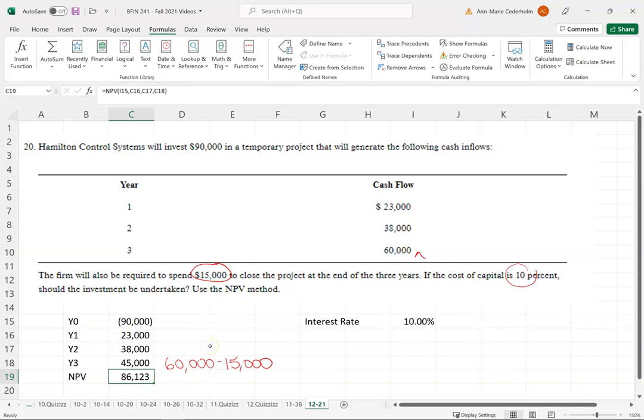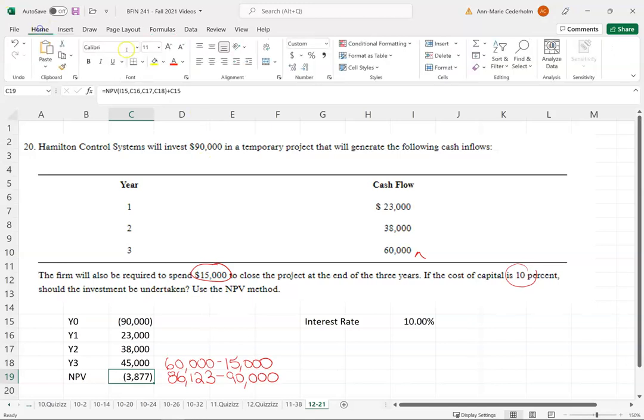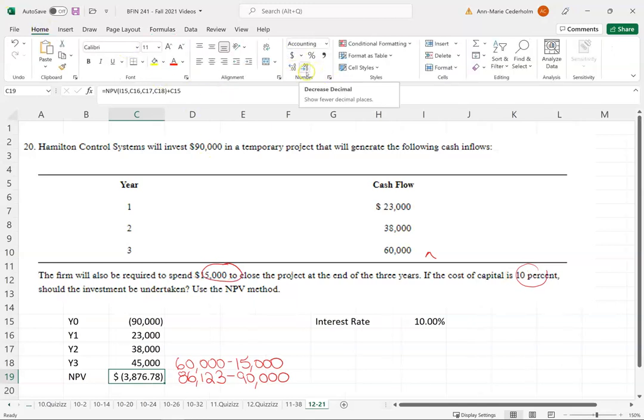But now what we have to do is take away our initial investment from that. So this is the discounted cash flows. And then when we minus our initial investment, that will give us our net present value. So I'll just link it right to here, the 90,000. So it ends up being negative. So essentially anything that is below 0, we would not accept. So we would only accept projects that have an NPV of 0 or greater. And I'll just put that in dollars.